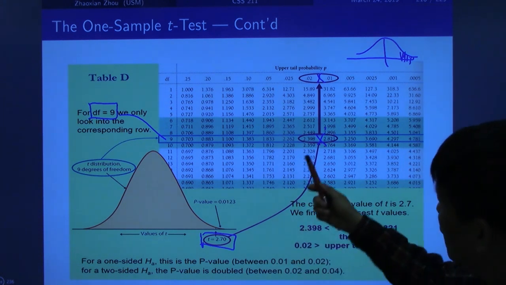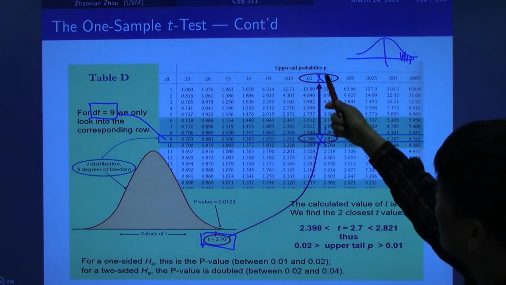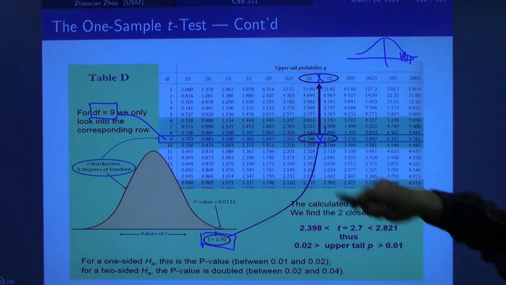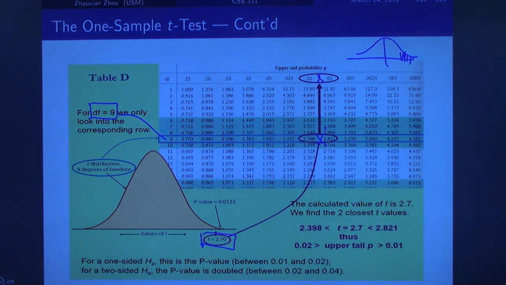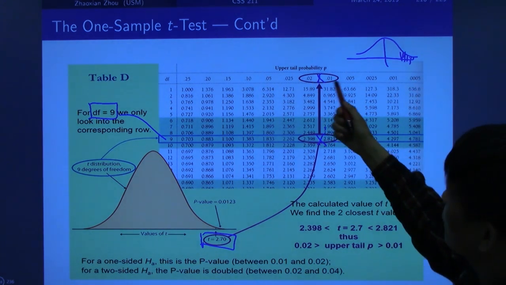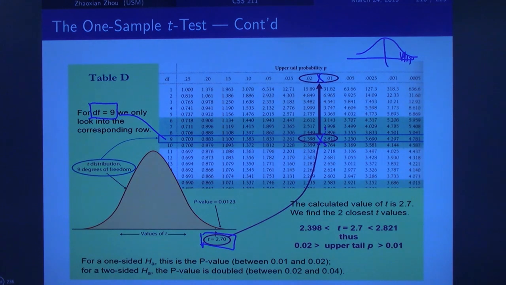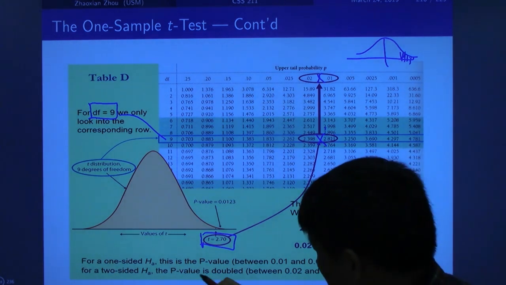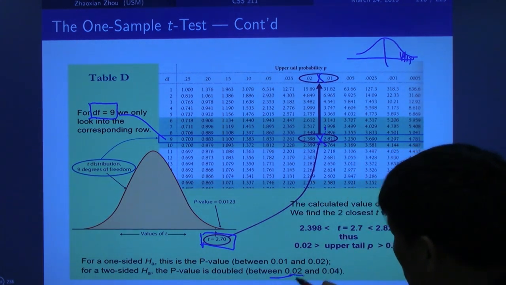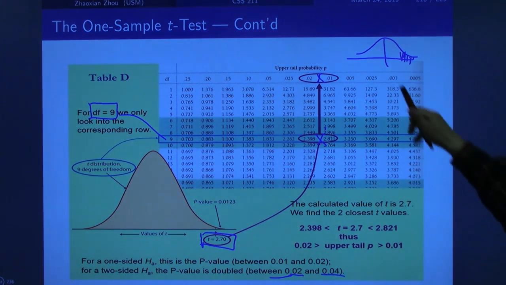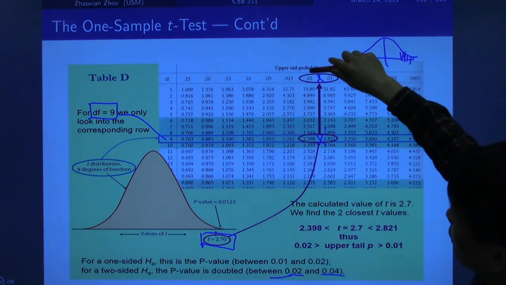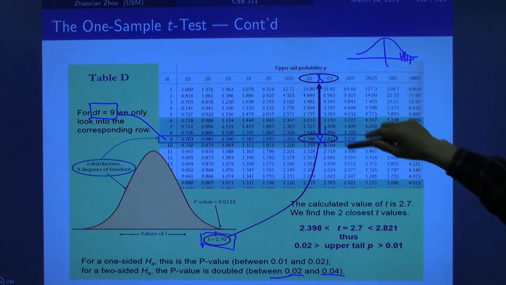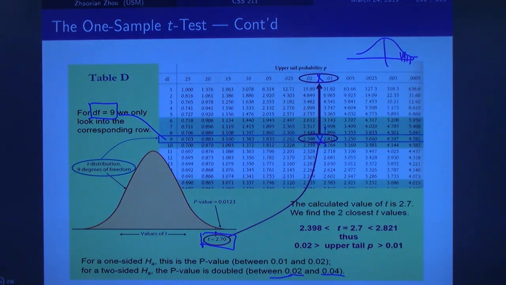So from t here being between these two numbers, the p-value must be between these two probabilities. So this is for a one-sided test. For a two-sided test, we just multiply these two numbers by 2 correspondingly. So for a two-sided test, this will be between 2% and 4%. This one times 2 will be 2%, and this one times 2 will be 4%. So this is the difference between a one-sided test and a two-sided test.